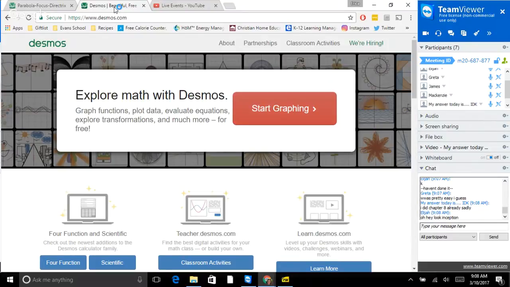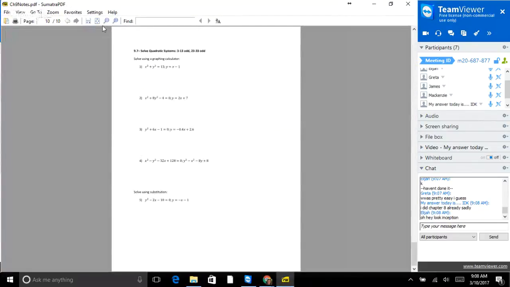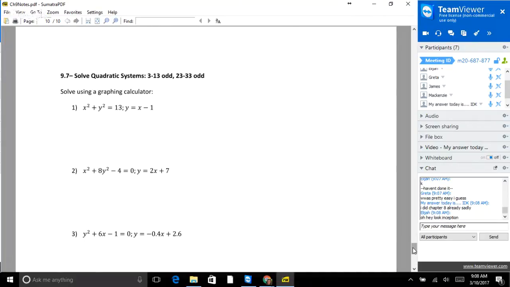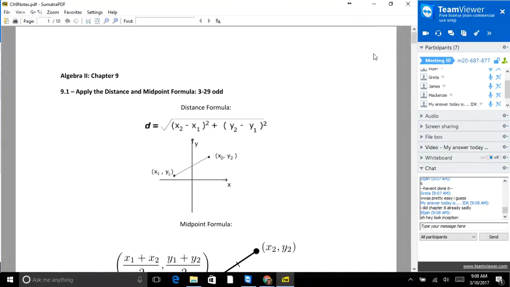So chapter 9, we started on Monday. I know Greta and Caitlin were out. We talked about the distance and midpoint formula on Monday, and I think everybody was pretty good with that. The distance formula we actually derived from the Pythagorean theorem. If you would like to see the derivation of that, you could Google it or look on YouTube and it will show you.